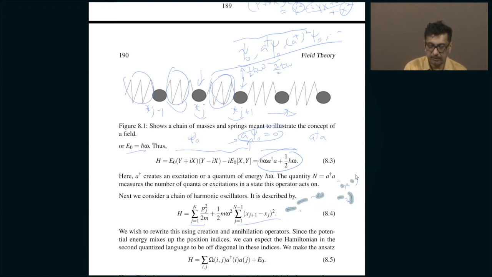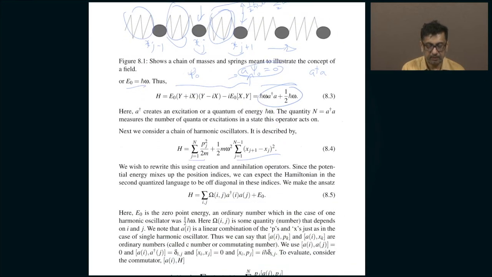So what should you do instead is the question. What you should do instead is allow for a more general description. We still want it to be something like A dagger A, but we don't want it to be necessarily diagonal. That means we don't expect it to be A dagger i into A i, because that would be only if i doesn't talk to i plus 1.